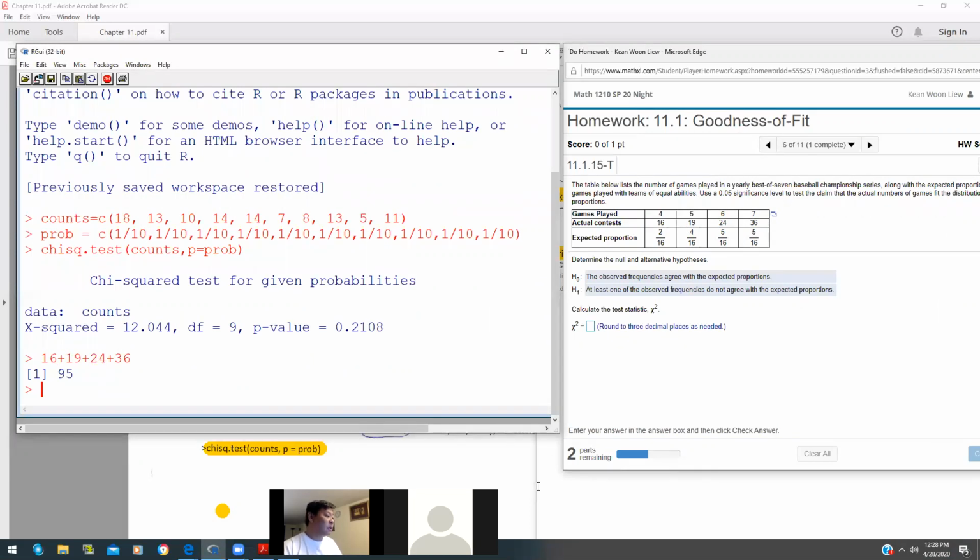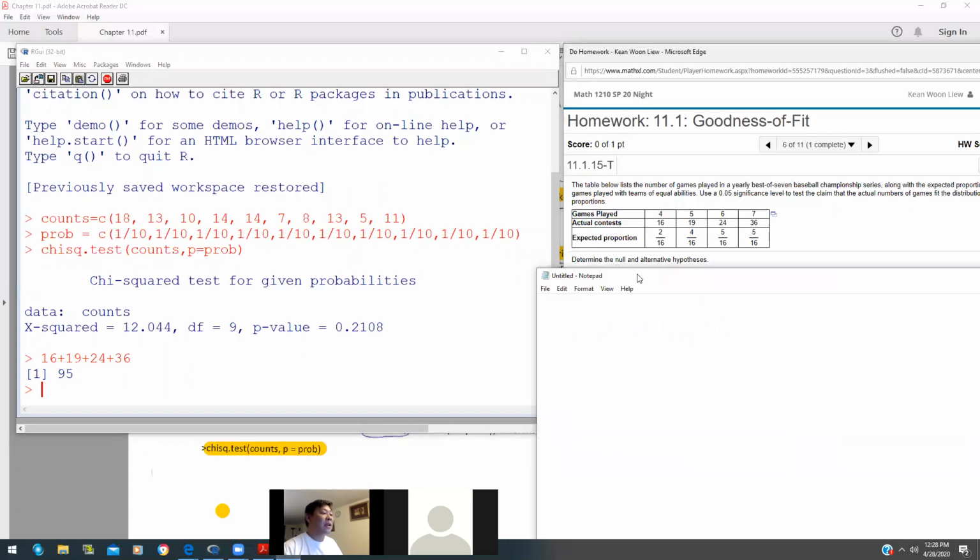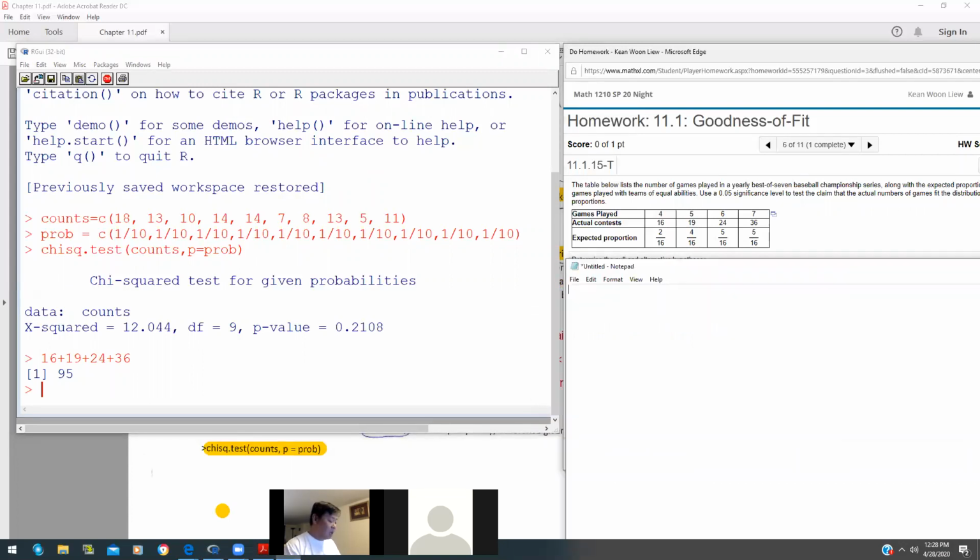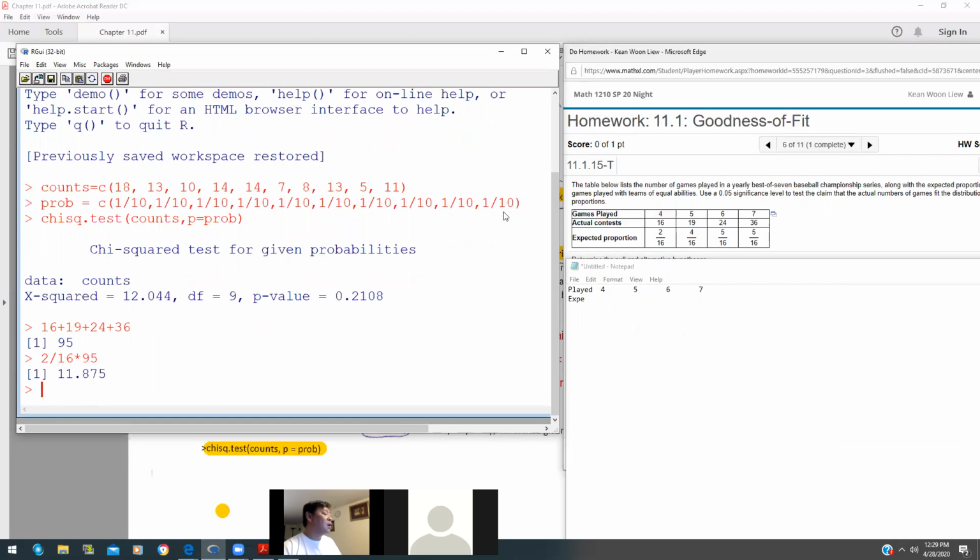So if you want to do the first one, where the game number here is 4, we got 5, we got 6, and we got 7. How do you find the expected one? In order for us to find the expected, you take the expected proportion times your sample size. So you take 2 over 16 times 95. This is going to be 11.875. This is how you figure out your expected frequency in this case.